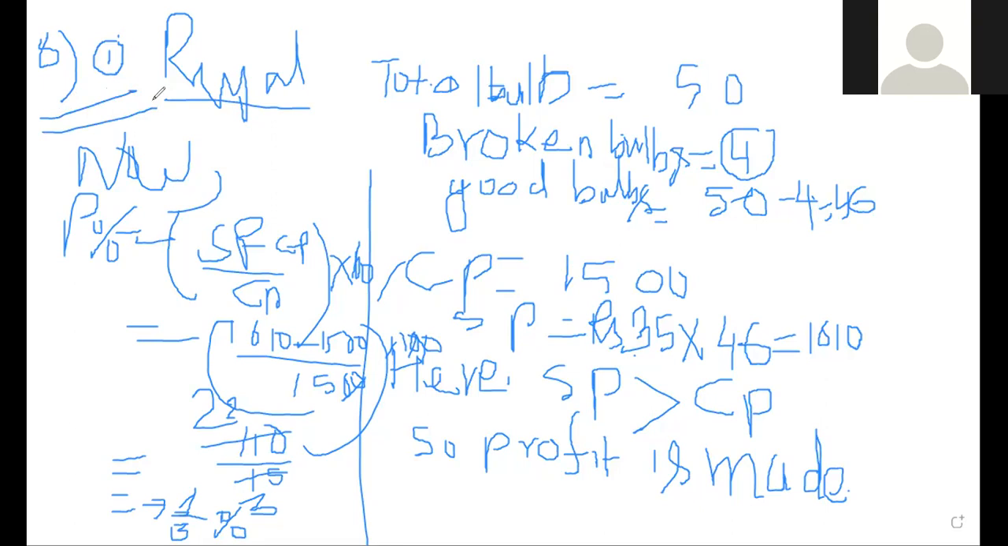Question number 3, see there. A shopkeeper mixes 60 kg of rice bought at rupees 50 per kg and 30 kg of rice bought at rupees 60 per kg. If he sold the mixture at 58 per kg, what percent would he have gained? Have you understood the question?